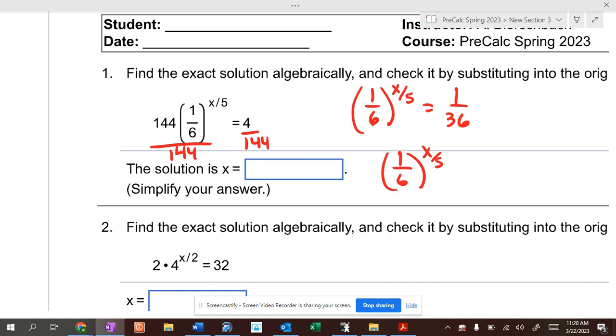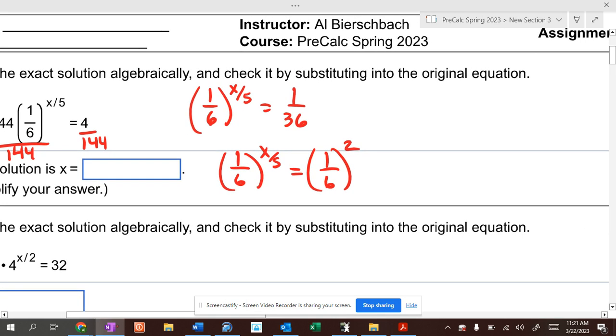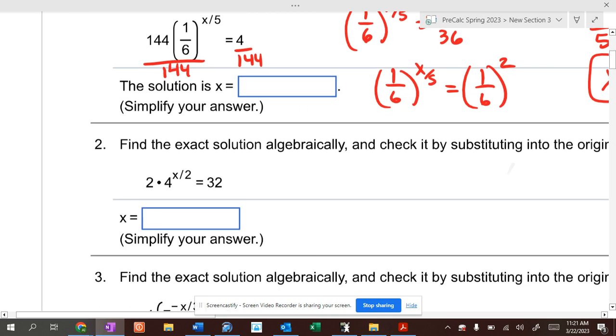1/6 to the x over 5 power equals 1 over 6 to the what power? 1/6 to the what equals 1 over 36? 6 to the what equals 36? Squared. When you get the same base, you can drop the bases and list the exponents as an equation. Solve the remaining equation. What is x going to equal? 10. Easy peasy lemon squeezy.